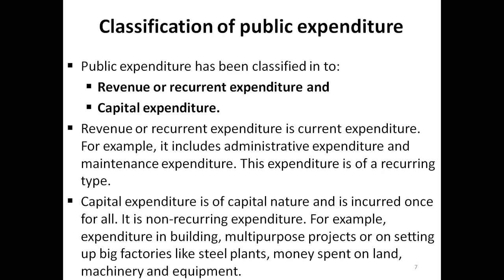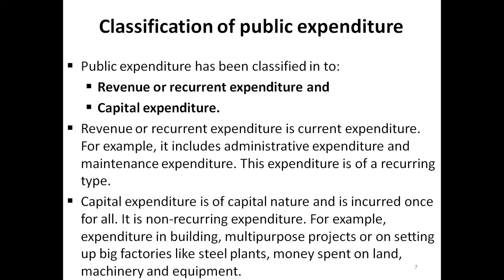We have revenue or recurrent expenditure and capital expenditure. What does it mean when we say revenue or recurrent expenditure? Here it is the current expenditure. For example, these include administrative expenditure and maintenance expenditure. This expenditure is of a recurring type. The capital expenditure is of a capital nature and is incurred once for all. It is a non-recurring expenditure.